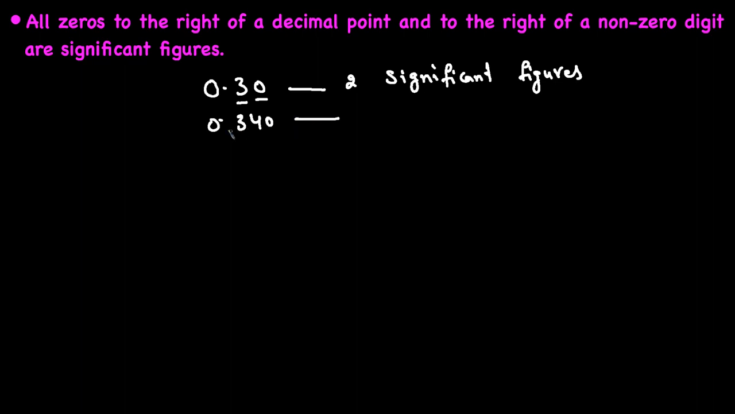0.340. Again, the 0 is right of this decimal and right of non-zero digits. So we're going to count this 0 as a significant figure. So we have 1, 2, 3 significant figures. Okay, then we have 0.3450. We have four significant figures. Now let's say we have an interesting one.